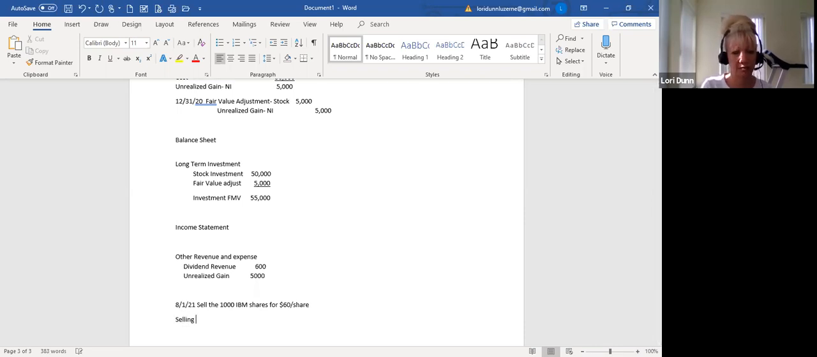So again, just like any other time you sell, determine the total amount you're going to receive when you sell these. Company A, 60,000. Subtract the original cost of the investment, 50,000, and the difference is your gain on sale, $10,000. So that's the computation.